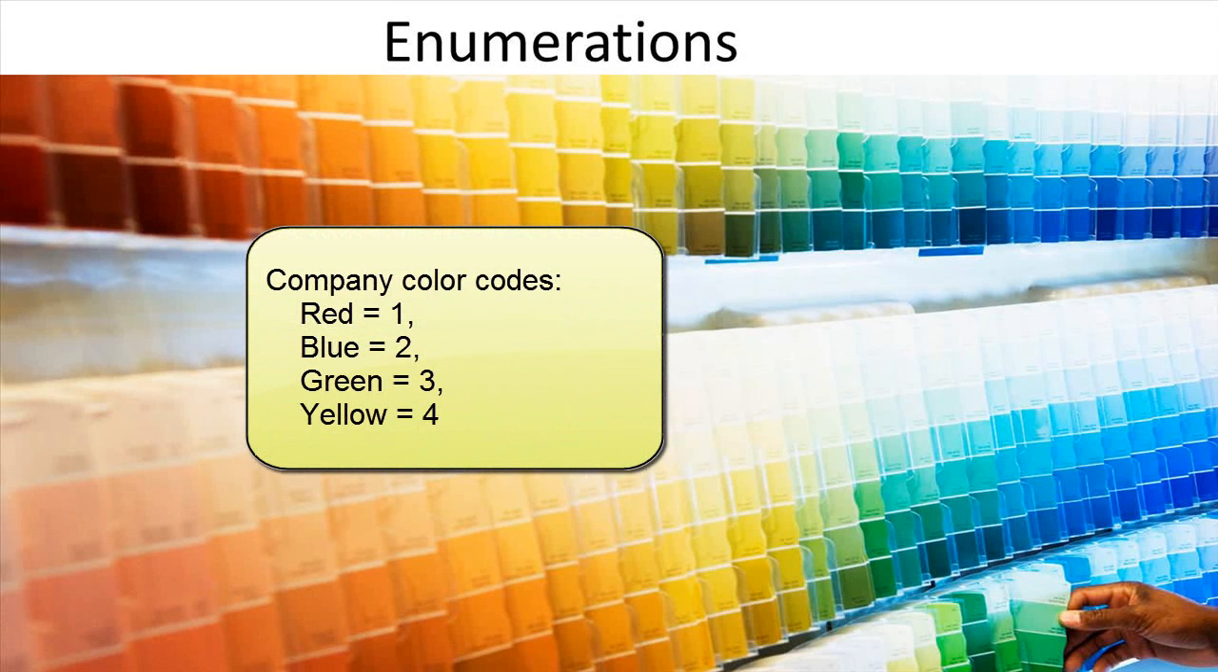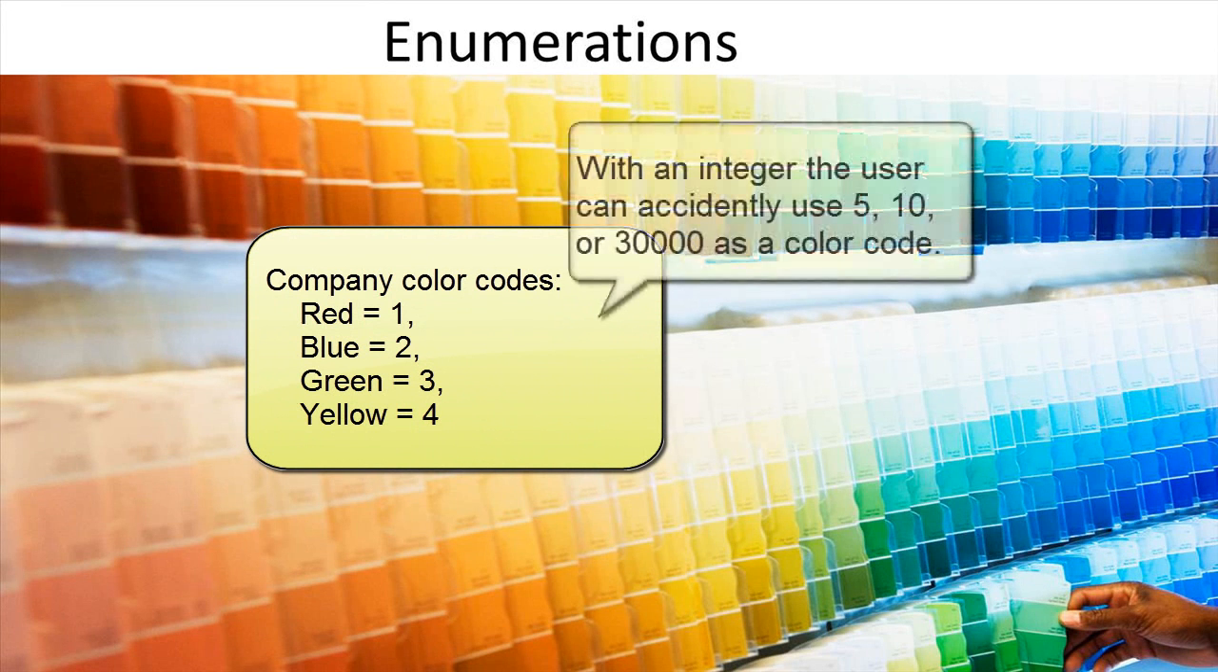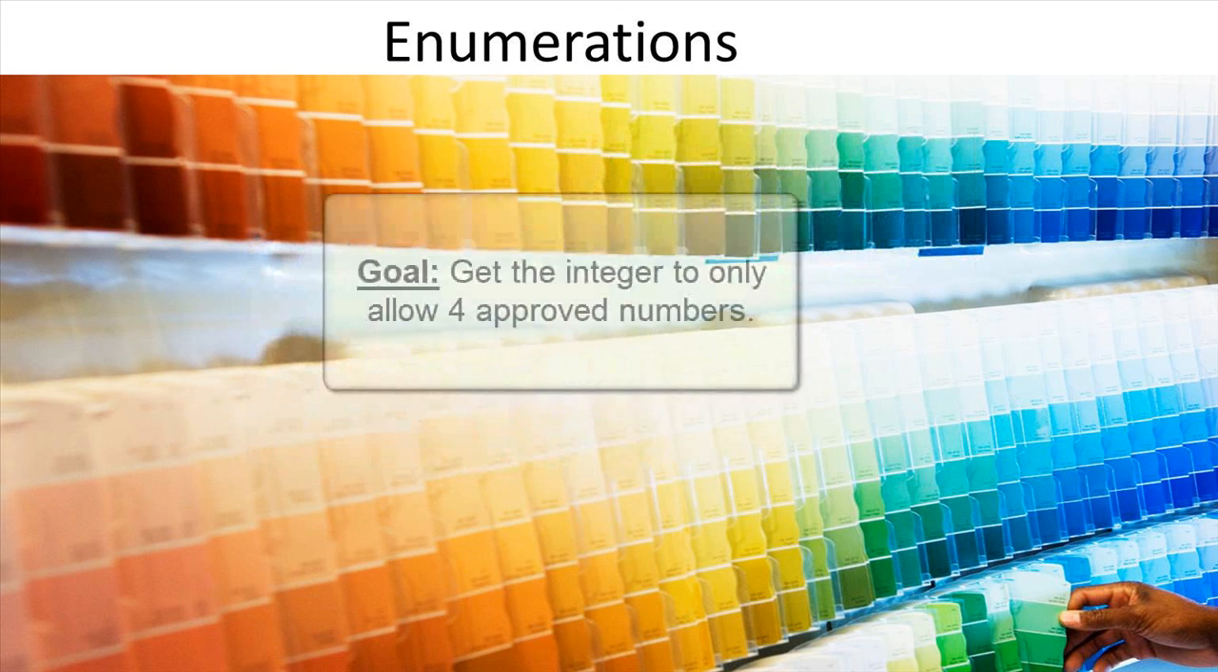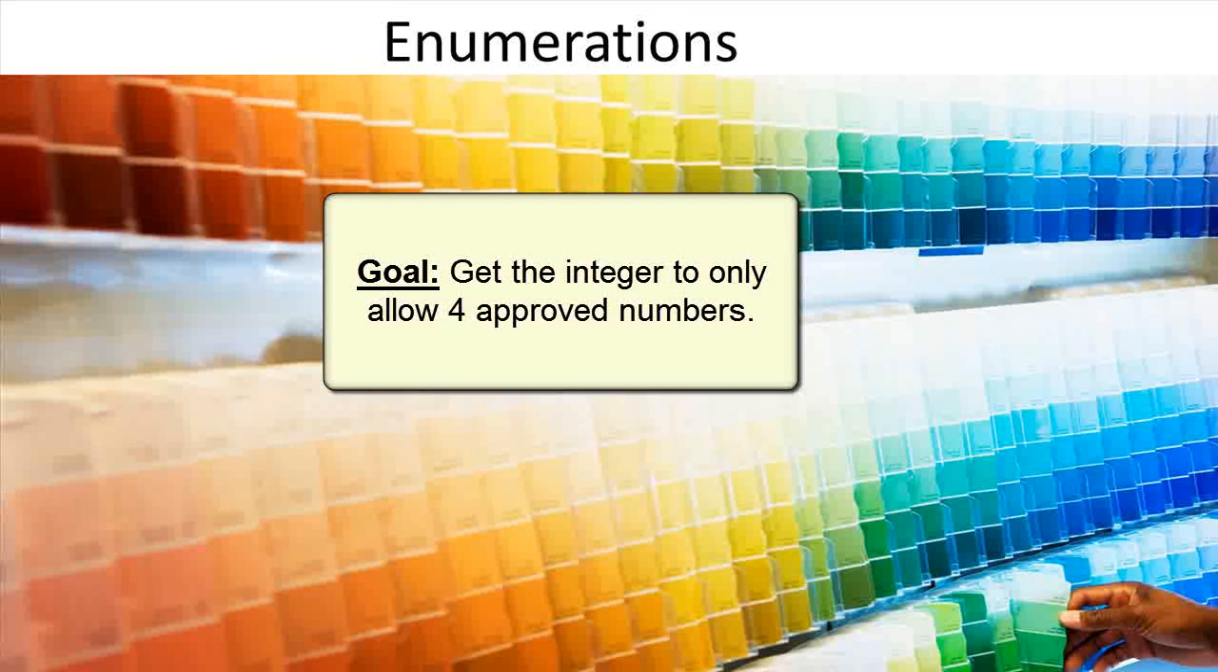So if we decided to use an integer variable, somebody could accidentally use 5, 10, or even 30,000 as a color code. These unused values can mess up the company's system with an unfillable order. So what we need is an integer data type to store only a limited set of values, and the user can only choose from these limited values when assigning a color to a variable.